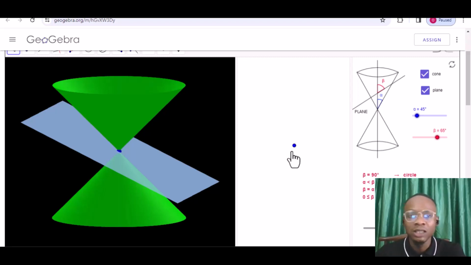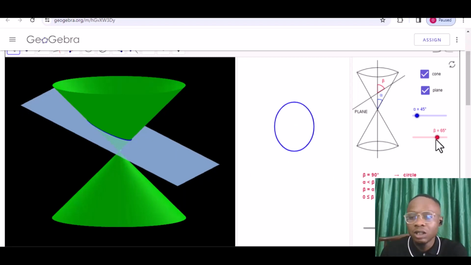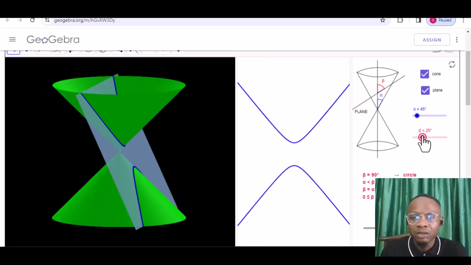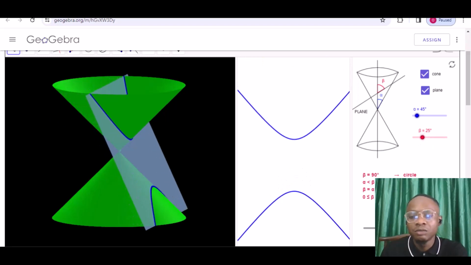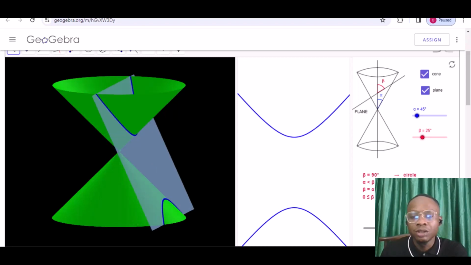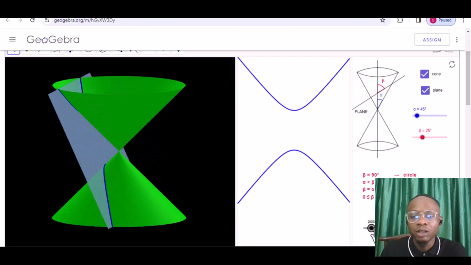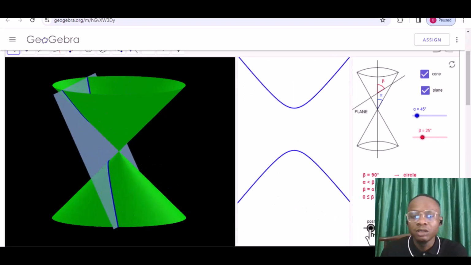Now let's talk about a hyperbola. So let us firstly get what will give us a hyperbola. Let's change the angle until we're certain that we are getting a hyperbola. So this is a hyperbola. So we see that if we move this forward, we're getting the hyperbola. Move it backward, we're getting the hyperbola. So this is just giving us a hyperbola.